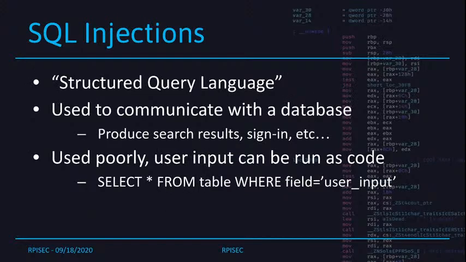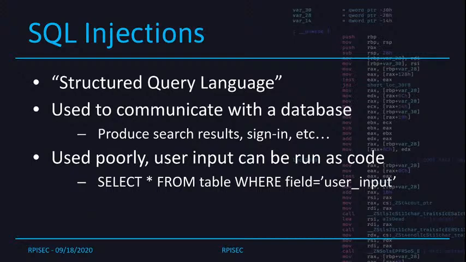Another type of one of these code injection attacks is a SQL injection. SQL is structured query language, and it's just used to communicate back and forth with the database. So you can do things like produce search results, you can do things like looking to see if a username and password combination are in a database, whatever you're doing. However, the issue is that if you decide to do it incorrectly, it's possible for the user input to be run as code. So in this example here, we have select star from table where field equals the user's input.